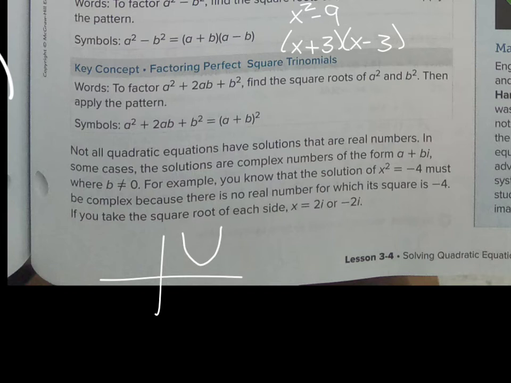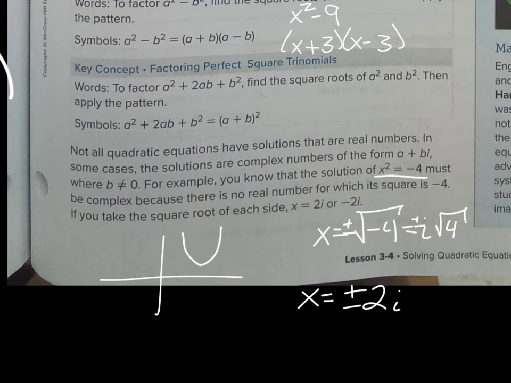And so they say, for example, you know that the solution of this equation must be complex because you can't take the square root of a -4. It's just not a real number. And this is where you say, okay, it has to be imaginary, so I square root of 2. Of course, I forgot my plus and minus. Sorry, should be plus or minus. And so then we'd get x being both plus or minus 2i. And that's where they got their plus or minus 2i.